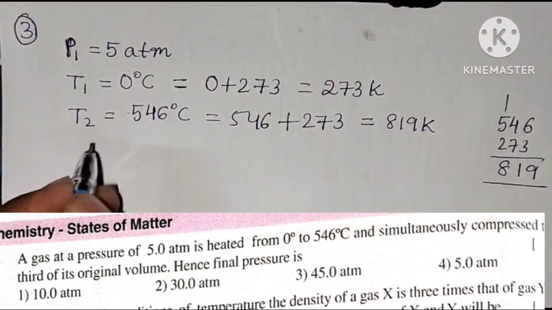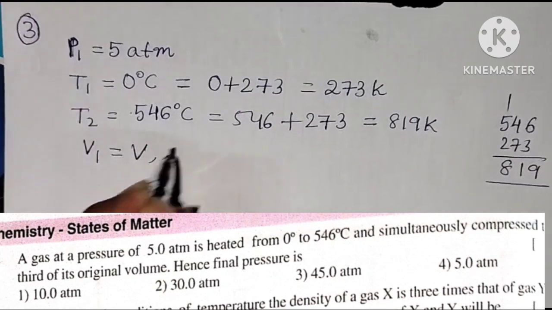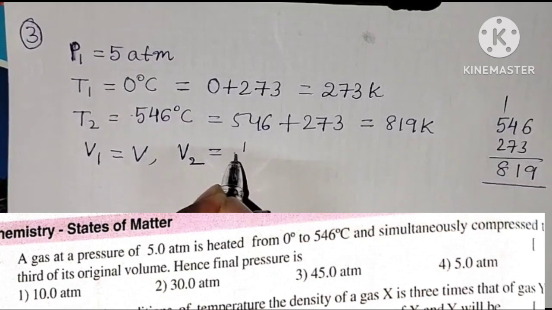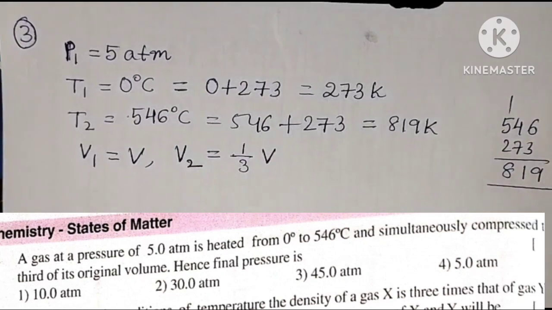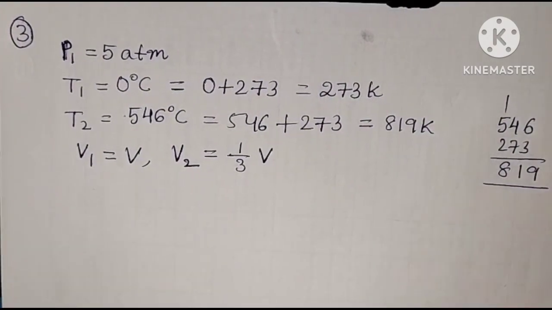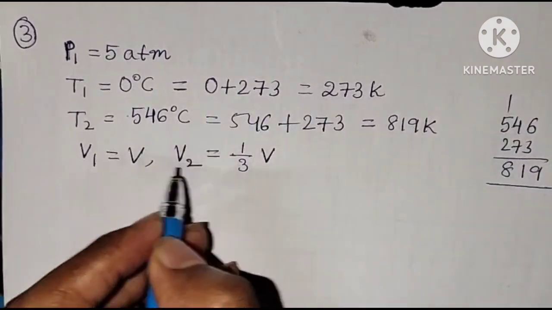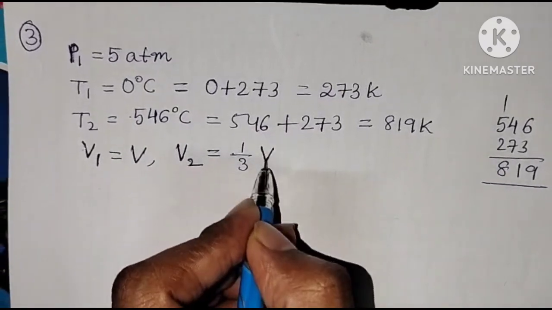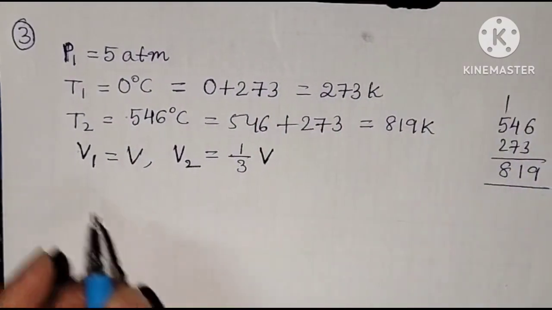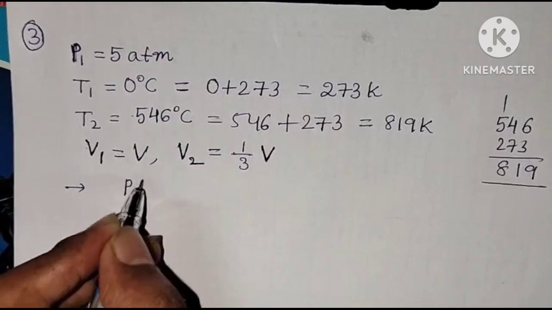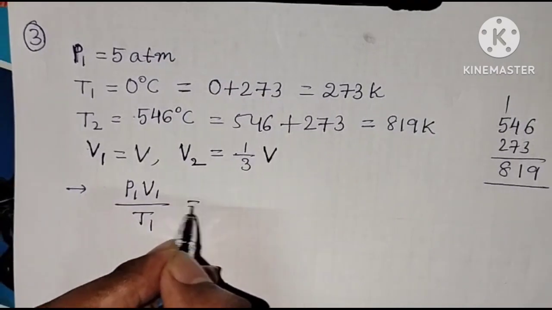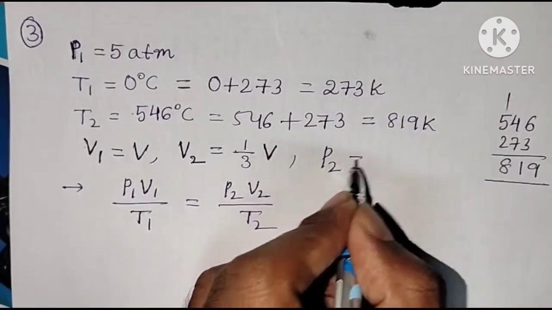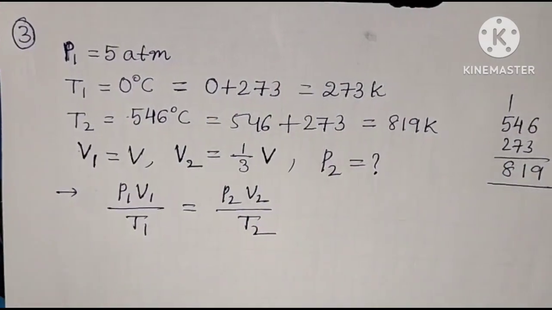Okay. So let us say initial volume is V, and this volume is compressed to 1/3 of the initial volume, so the final volume is 1/3 of the initial volume. So simultaneously compressed to 1/3 of its original volume. So let us say original volume, initial volume V1 is equal to V, and final volume is 1/3 of original volume V. Okay. Now apply the ideal gas equation. P1 V1 by T1 is equal to P2 V2 by T2. So here the only unknown is P2. We have to find the P2 value.